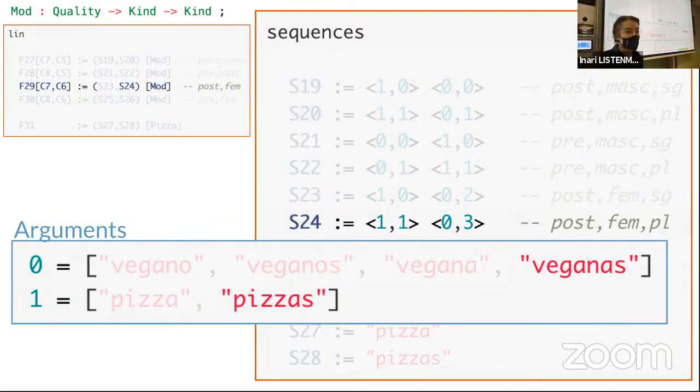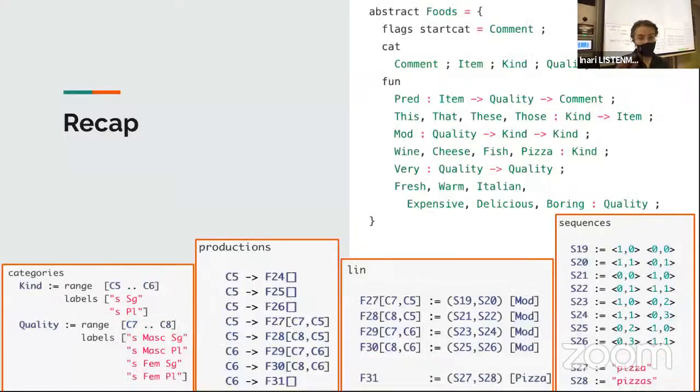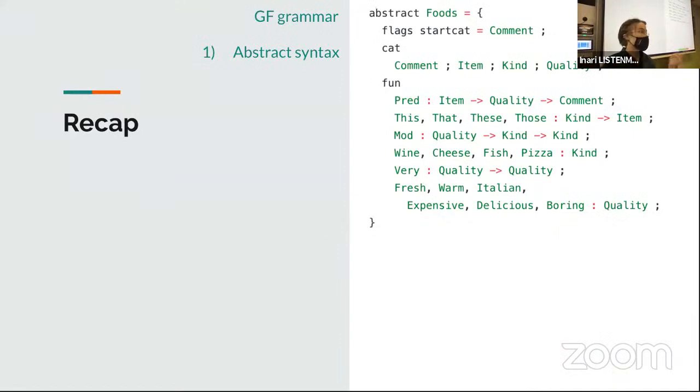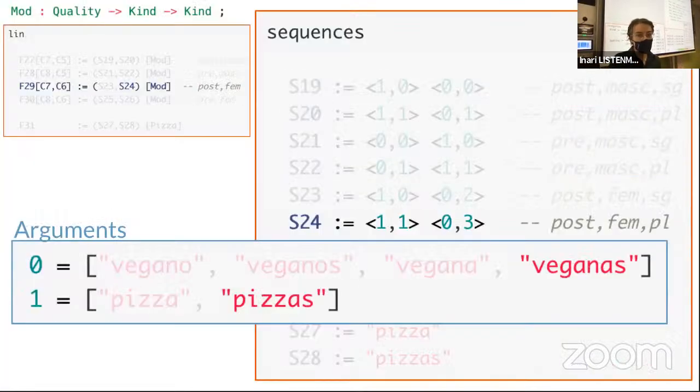So that's what happens, in a nutshell, that's how the low level thing works. So recap, or actually, any questions before this?